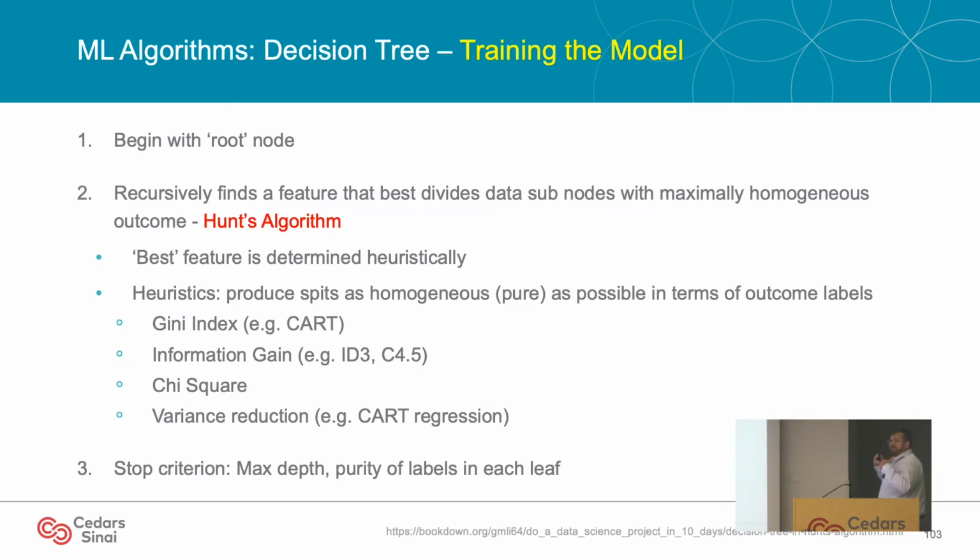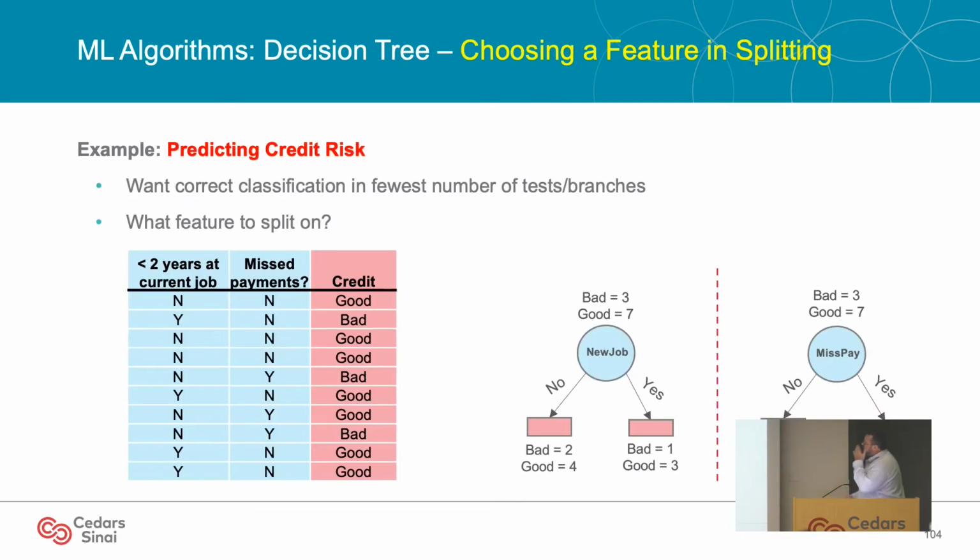And then the tree stops growing, like it does this one level after another, once maybe you've hit a maximum depth that the user specified as a hyperparameter, or some other constraint that tells the algorithm to stop growing. So here's an example. Let's take a look at trying to train a couple splits of a decision tree.